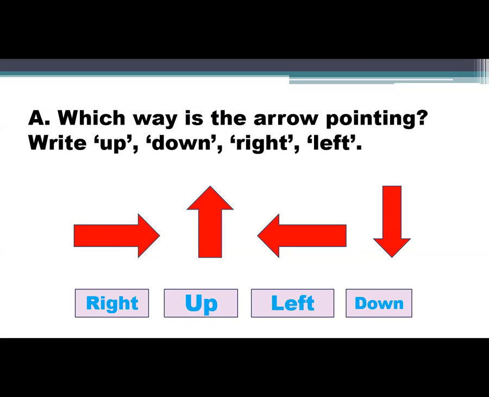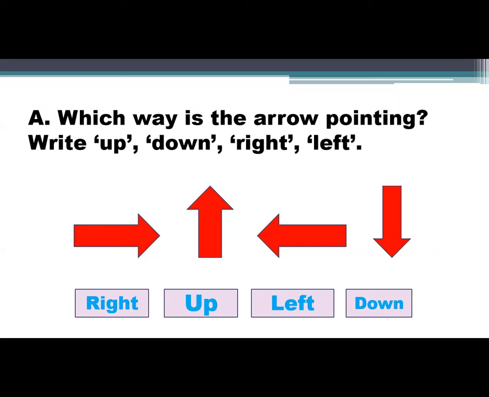Okay, now move on to page number 17. Lesson 7, and lesson 7 is just for fun. Here you have exercise A, and exercise A is: which way is the arrow pointing? Right, up, down, or left? Okay, look at the first arrow. Tell me, is the first arrow right or left? Yes, the first arrow is right.